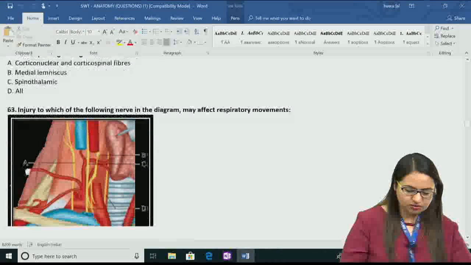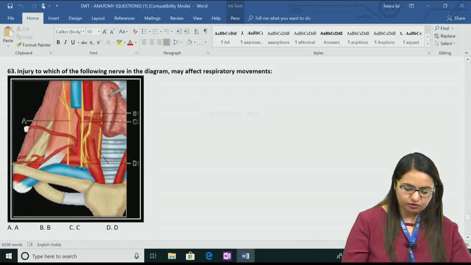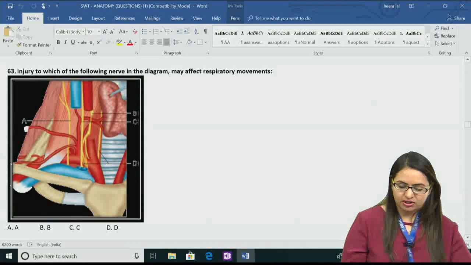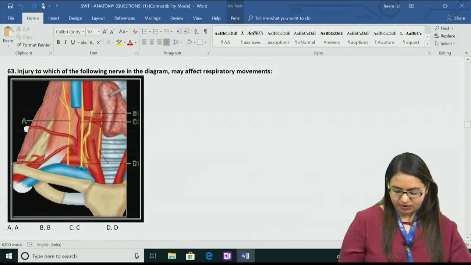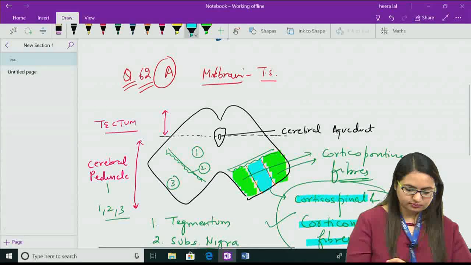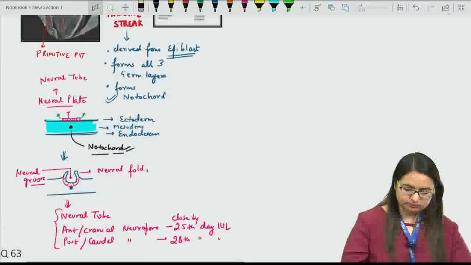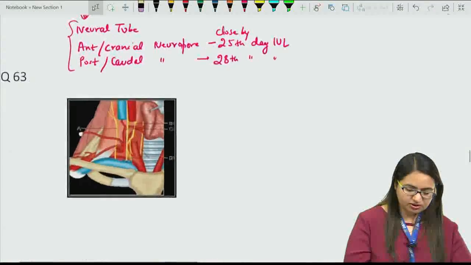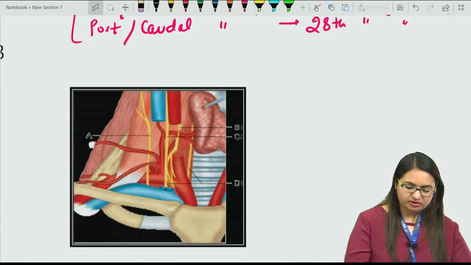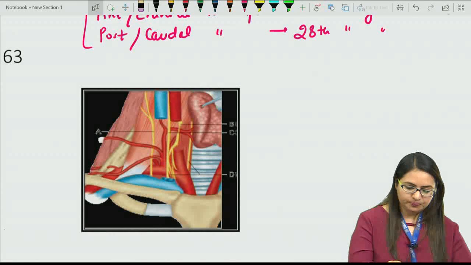The next question is question number 63. In this we have to identify the structure which may affect the respiration. First of all, we will identify the various structures which are present over here.